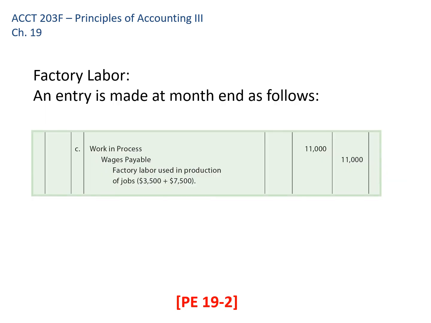The entry that we would make to accomplish that would be to debit work in process. And again, every time we debit or credit work in process, we're going to touch those job order cost sheets to keep them updated. So we'll debit work in process for $11,000, the total amount of labor, and we'll credit wages payable. When we pay the workers, then we're just paying a short-term payable.